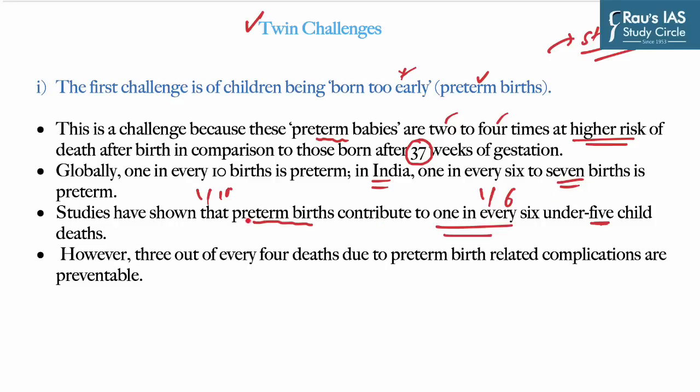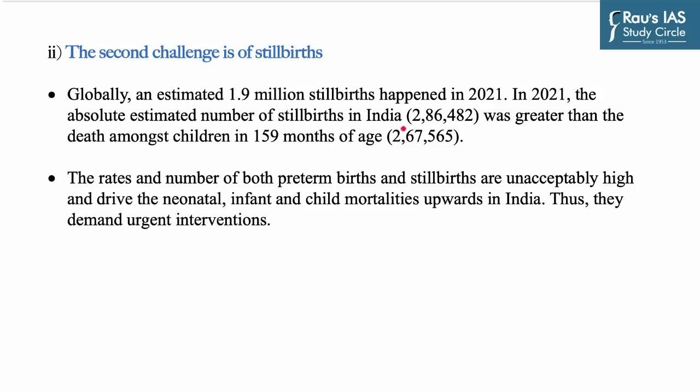Studies have shown that preterm births contribute to 1 in every 6 under-5 child deaths. However, the author says that 3 out of 4 deaths due to preterm birth related complications are preventable. Now, another challenge is stillbirths. According to the Never Forgotten report by UNIGME, globally an estimated 1.9 million stillbirths happened in 2021. In 2021, the absolute estimated number of stillbirths in India lies at around 3 lakh.